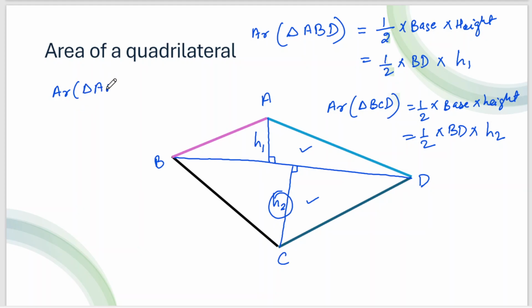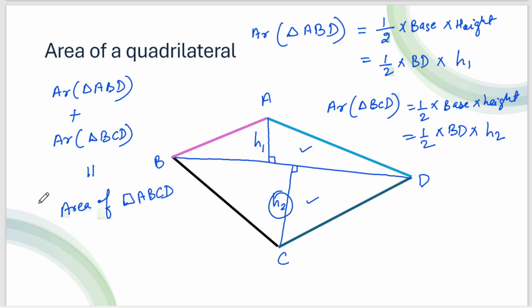Now, if you add the area of triangle ABD and the area of triangle BCD, what are you going to get? You are going to get the area of quadrilateral ABCD.